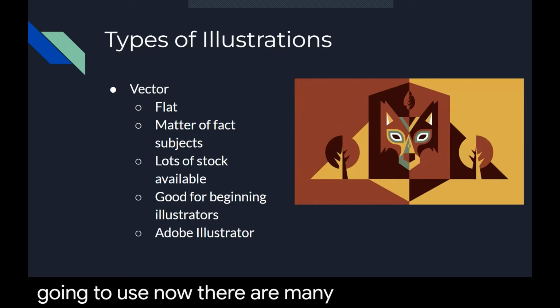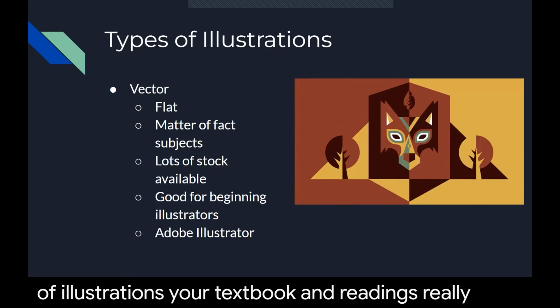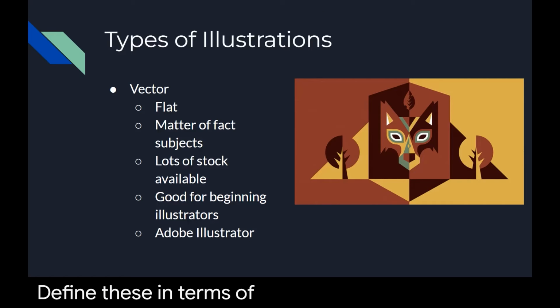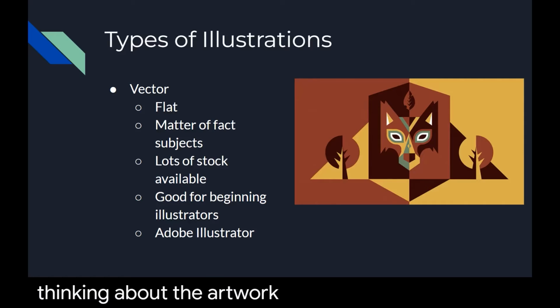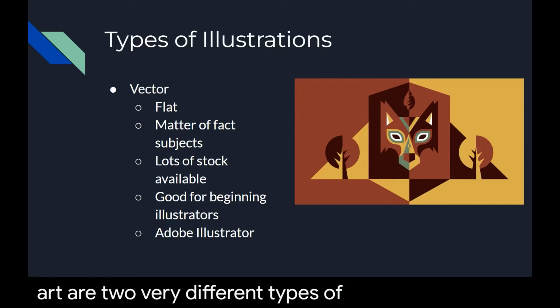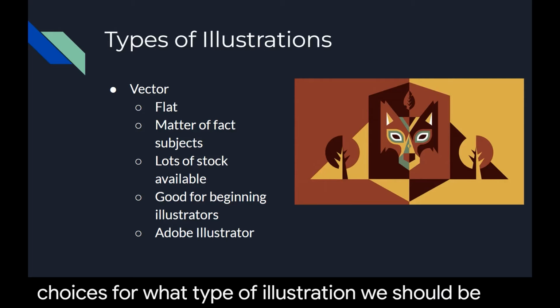Now, there are many different types of illustrations. Your textbook and readings really define these in terms of various types. I think the best way to think about it is in terms of digitally created illustrations and hand created illustrations. When we're thinking about the art world, digital and hand drawn art are two very different types of mediums and they have different purposes. And so, if we can understand a little bit about those, it will help us in our choices for what type of illustration we should be using.